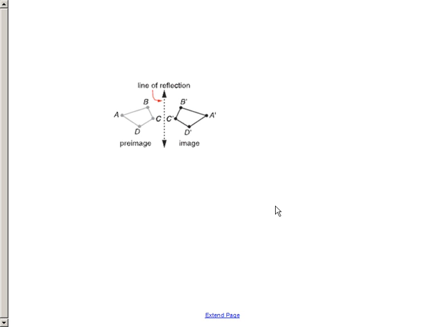So let's look at this again with a little more explanation. When we want to do a reflection, here's the line of reflection. It's a vertical line of reflection. Here's our pre-image, and we sometimes call a reflection a flip. So when we flip over the line of reflection, you see where our point A goes, flips over, point B, C, and D.